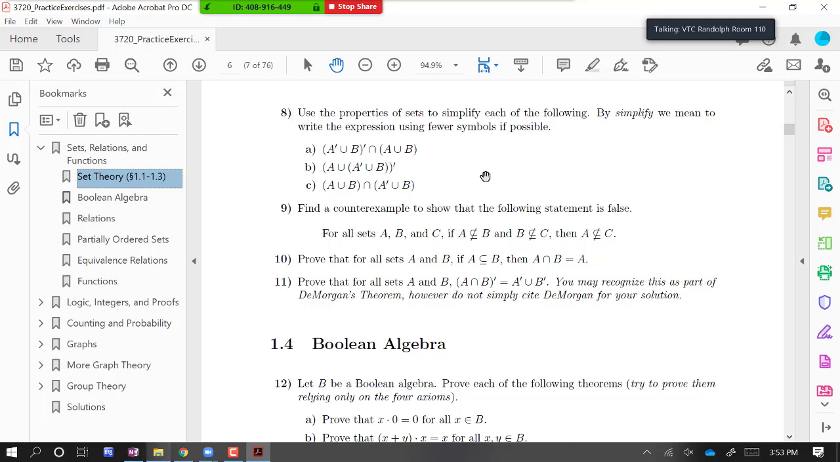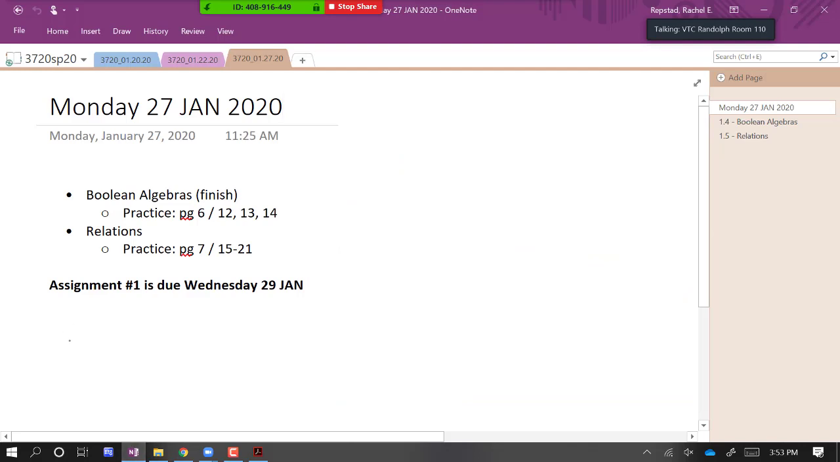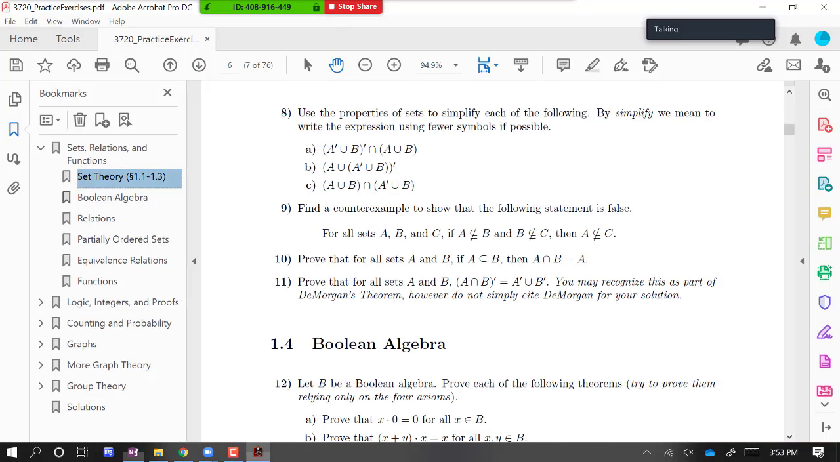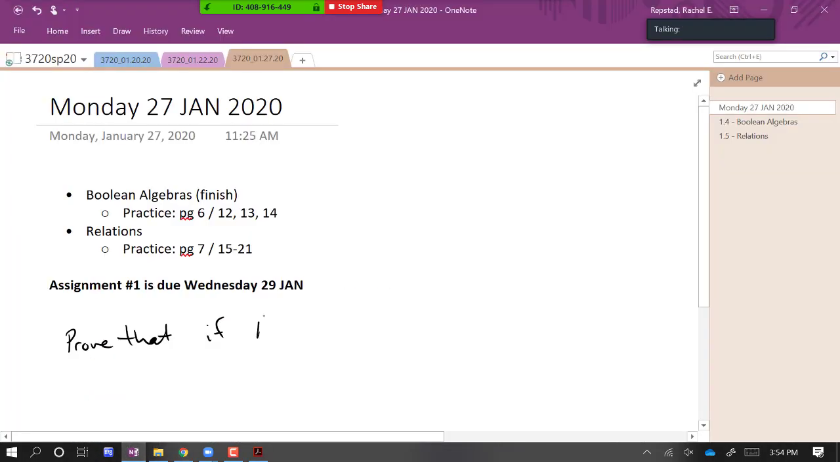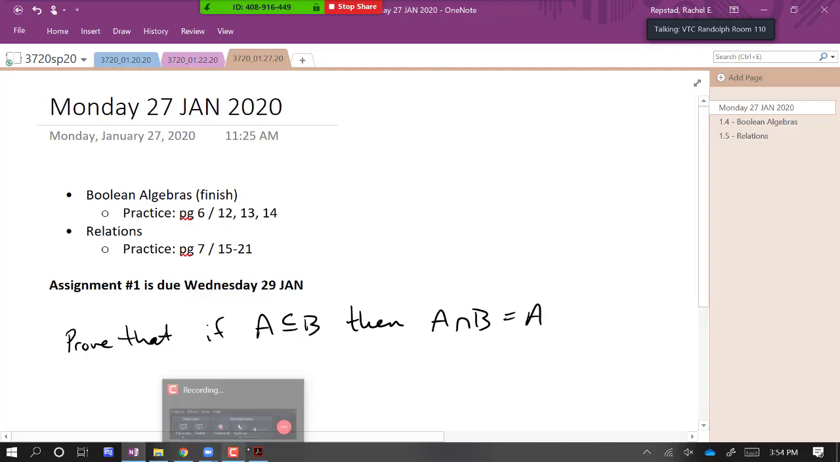So you said that you tried number 10. Yeah. Okay. First proof is all I remember. So it says prove that for all sets A and B, if A is a subset of B, then A intersect B is equal to A. So if A is a subset of B, then A intersect B is equal to A.